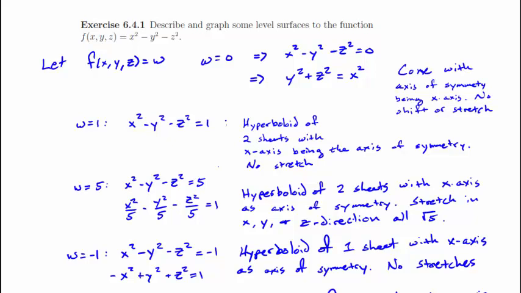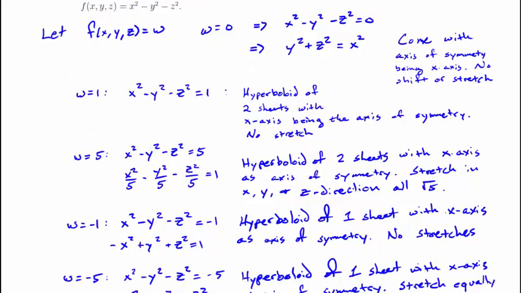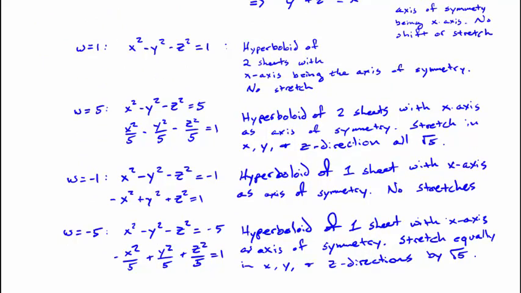If w equals 5, we get x squared minus y squared minus z squared equals 5. I divide both sides by 5 to put it in a standard form. This shows that we have a hyperboloid of 2 sheets with the x-axis as the axis of symmetry. There's a stretch in the x, y, and z directions, all by the square root of 5. If we let w equal -1, we get x squared minus y squared minus z squared equals -1. I move the negative to the other side, I get negative x squared plus y squared plus z squared equals 1. This shows a hyperboloid of 1 sheet now, with the x-axis as the axis of symmetry, no stretches.